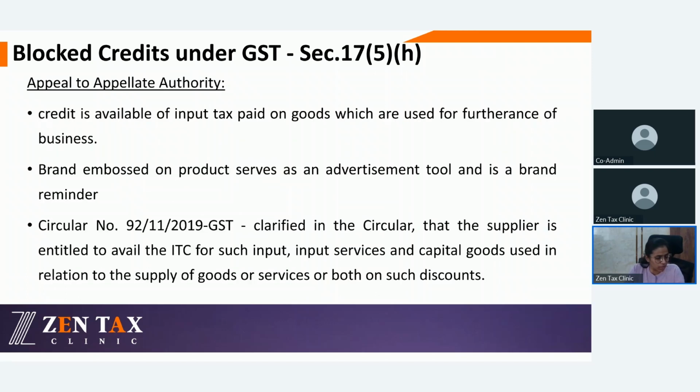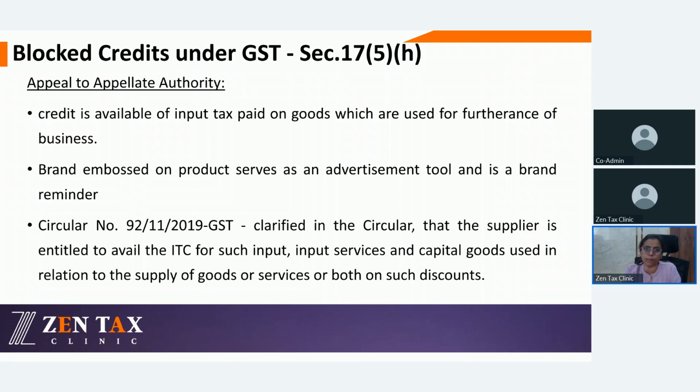So the appellate authority. So in this case, what are the arguments that they would have put forth was, even though it is for promotional activities, and this promotional activities is considered as it is in the course of the business or for the furtherance of business. Say for any business, you take up this promotional activities only to increase the sales or to increase your revenue and so on.